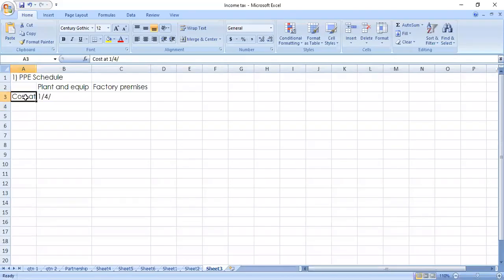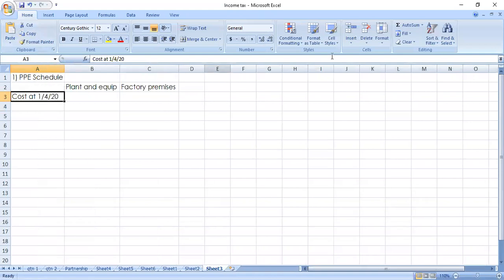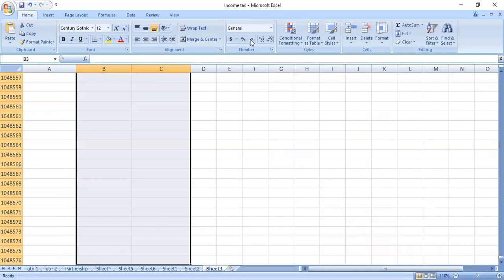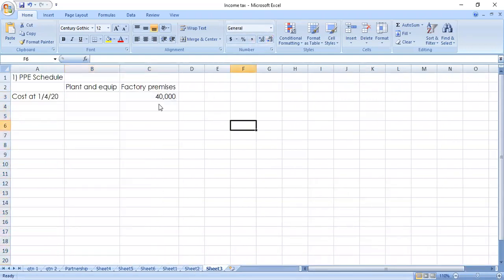So it says cost at 1st April 2020. Then the costs were given clearly. Let me just put them, they're here. I hope you have the question already. You already have the question, so I don't want to keep sharing it for purposes of time. So I have 40,000 for factory. And then we look at plant and equipment. We have 100.